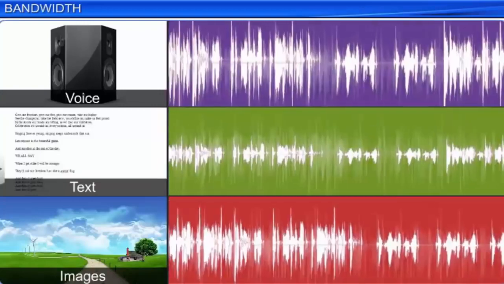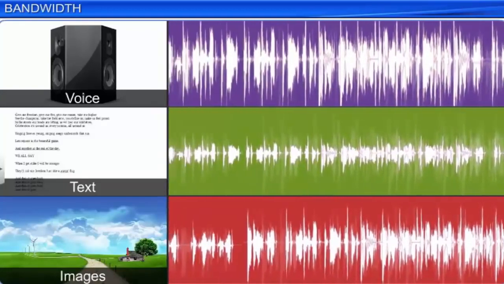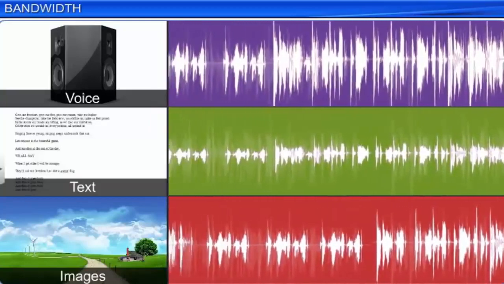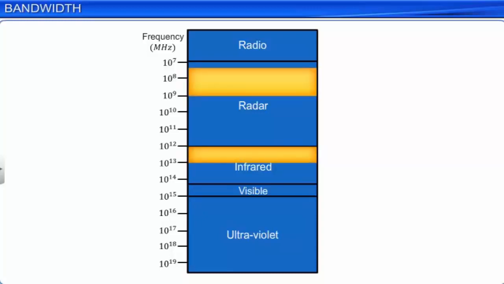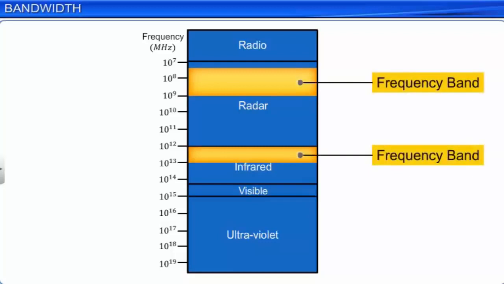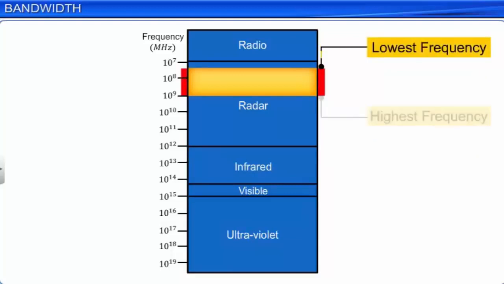Different kinds of information are transmitted using message signals of different ranges of frequencies. The electromagnetic spectrum is divided into different ranges of frequencies to transmit different kinds of message signals. Each of these ranges of frequencies is called a frequency band. Each frequency band has a lowest and a highest frequency used to transmit a particular kind of signal.